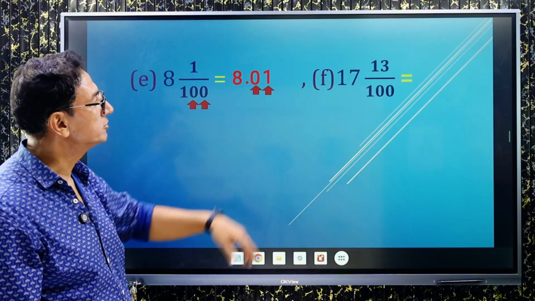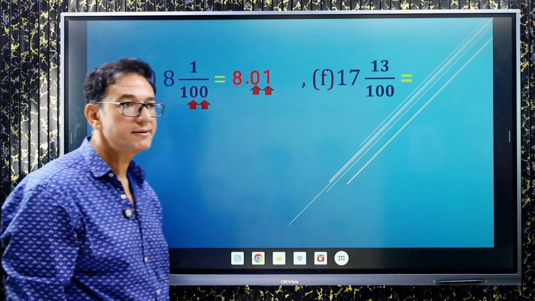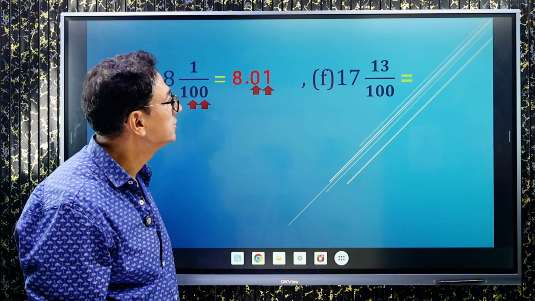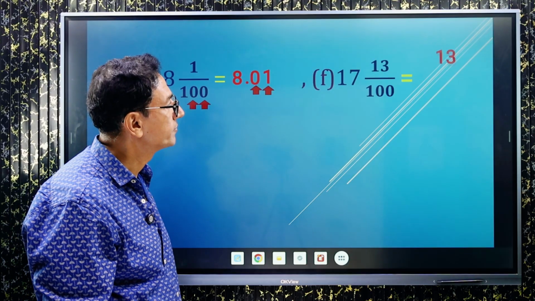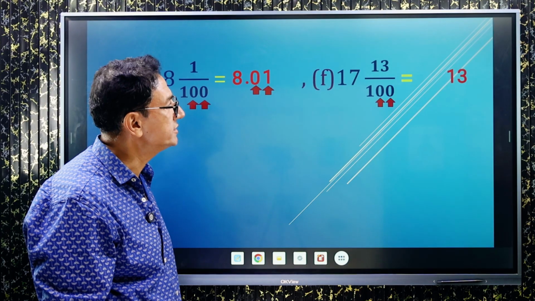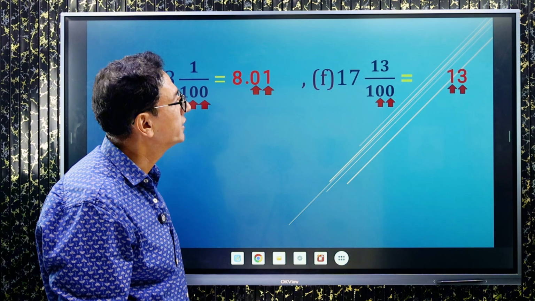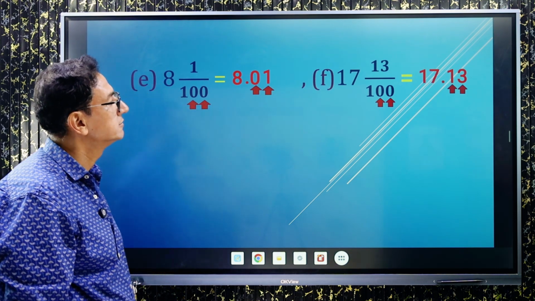Okay, what about F? 17 and 13 over 100, or 1300, sorry. Yes, 13. 2 zeros, 2 digits, 2 digits from the right, and put the point and then 17.